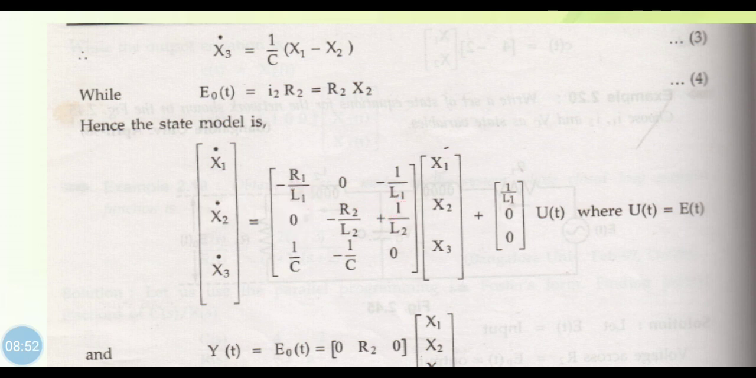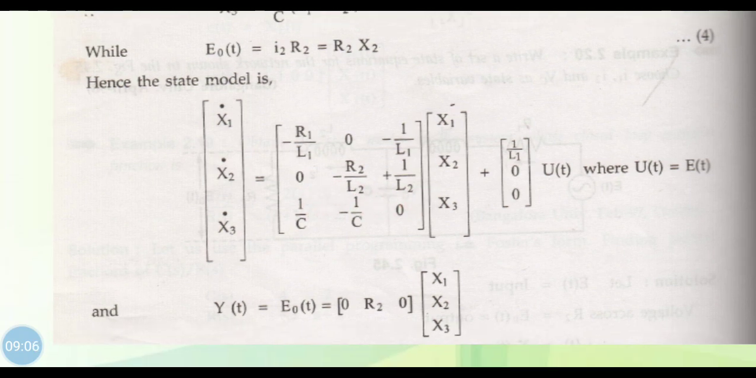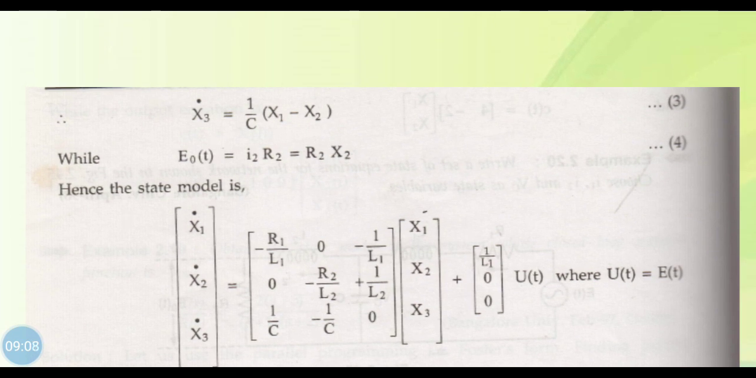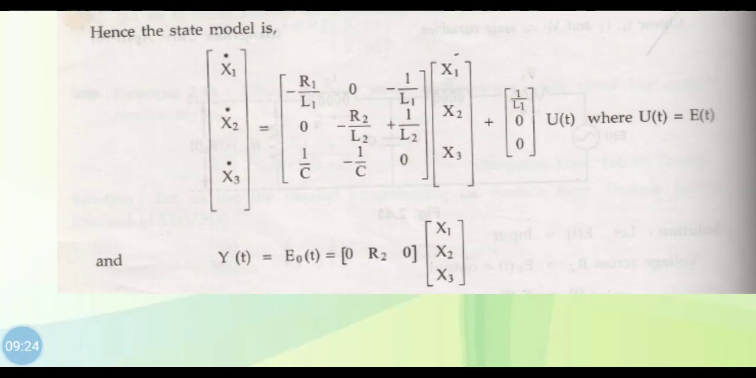So it is 0. x3 dot is given as 1 by C times x1 minus x2. So only x1 and x2 terms are there. Due to that, x3 dot is 1 by C, minus 1 by C, 0. Then plus B of t, which is 1 by L1. 1 by L1 is present in the equation of x1 dot, so we have 1 by L1, 0, 0, where U of t is equal to E of t.